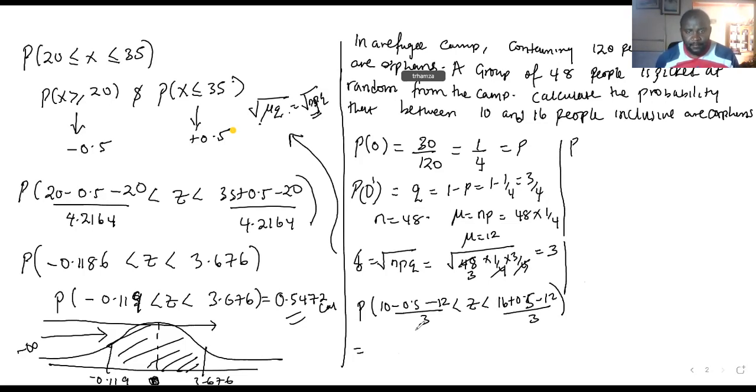Negative 0.833, less than Z, less than 1.5. That is 14.5 minus 12, which is 2.5 over 3, which is 1.5. Yes, 1.5. No, it's 1.5, not 9.5. Yes, 1.5.